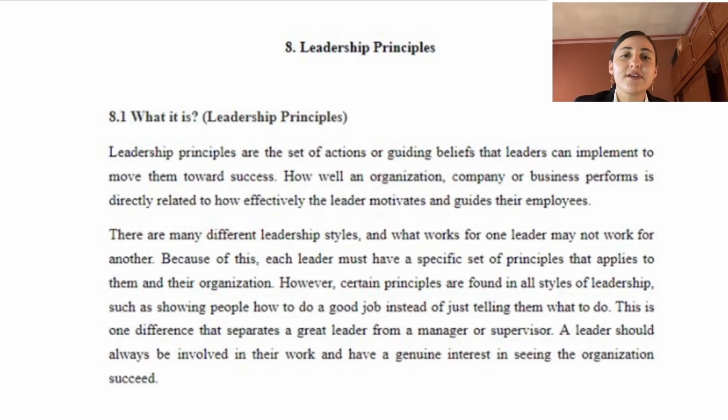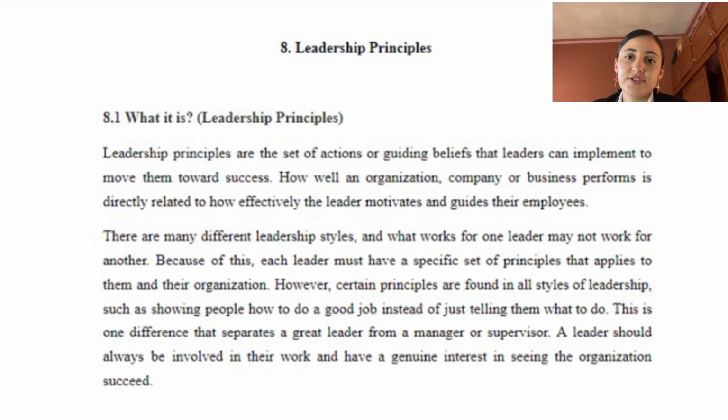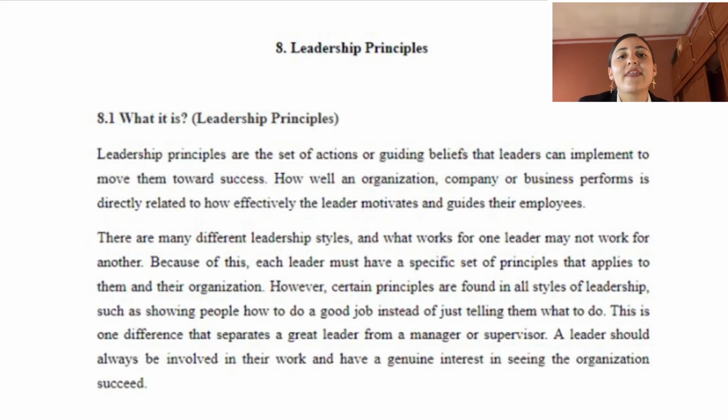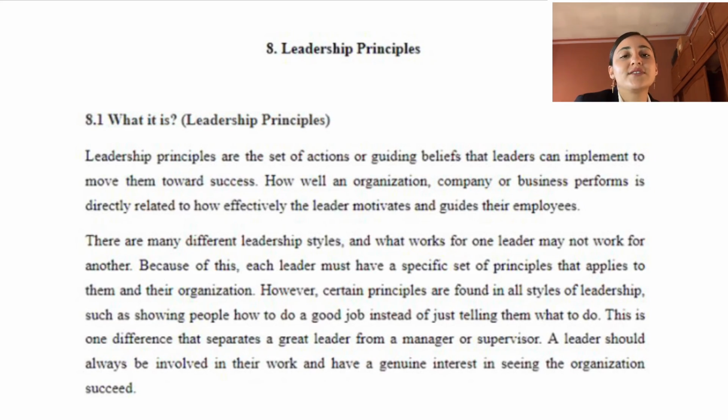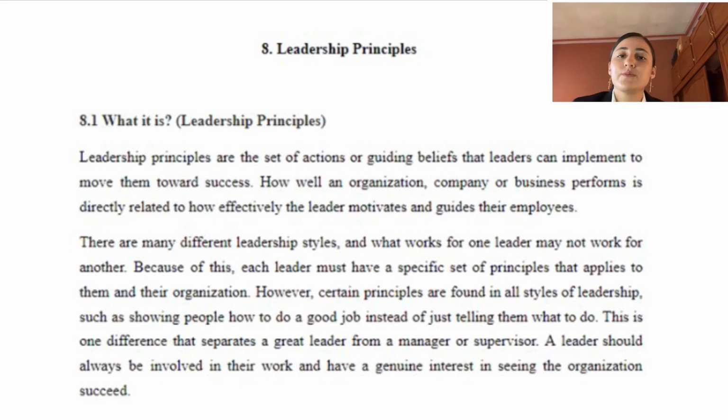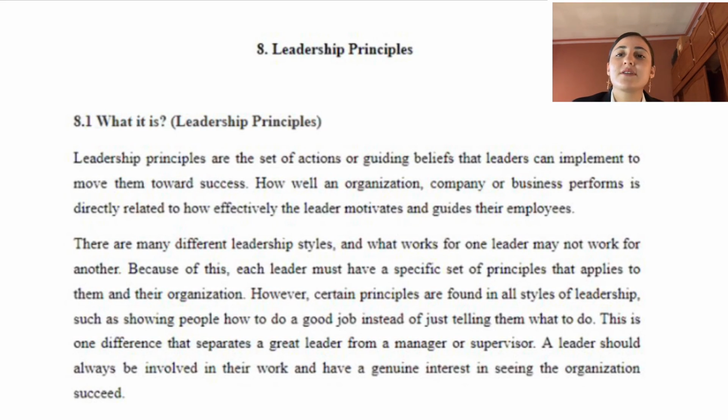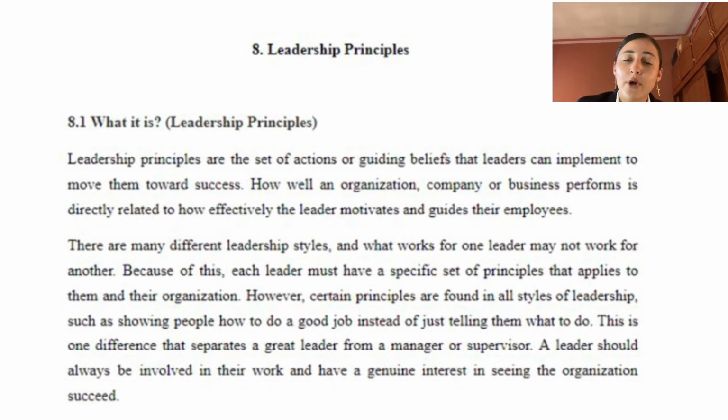Leadership principles are a set of actions or guiding beliefs that a leader can implement in order to move their team towards success. And leadership principles are very important because they are the basis of growth and prosperity.